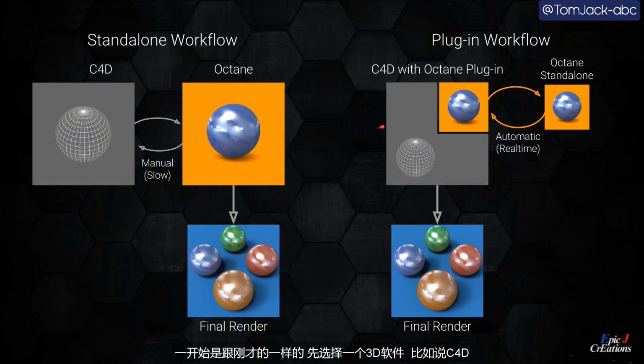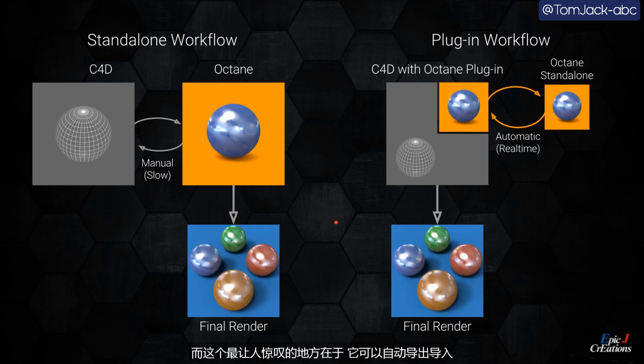We start out just as we did before in our 3D application of choice, for example again Cinema 4D, and we create our raw geometry, a sphere again for example. Instead of manually having to export this out and bring this into the Octane standalone application, we can simply select a single button inside of the Octane Render plugin, and it will automatically export out our geometry, import it into Octane standalone, and then Octane standalone will then export out this finished render and bring it back into Cinema 4D, giving us the exact same final render as if we were using the standalone workflow.